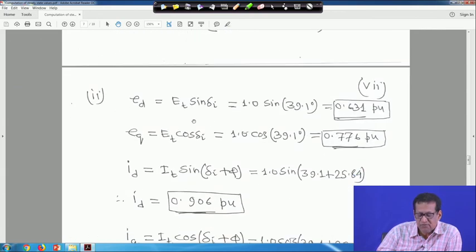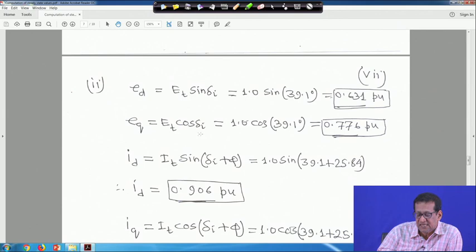Now, part 2, ED, we know ED is equal to ET sin delta I. So, ET is 1 and sin 39.1 degree, that is 0.631 pu, that is your ED. EQ we know is ET cos delta I. So, 1.0 cos 39.1 degree, so 0.776 per unit, that is my EQ.